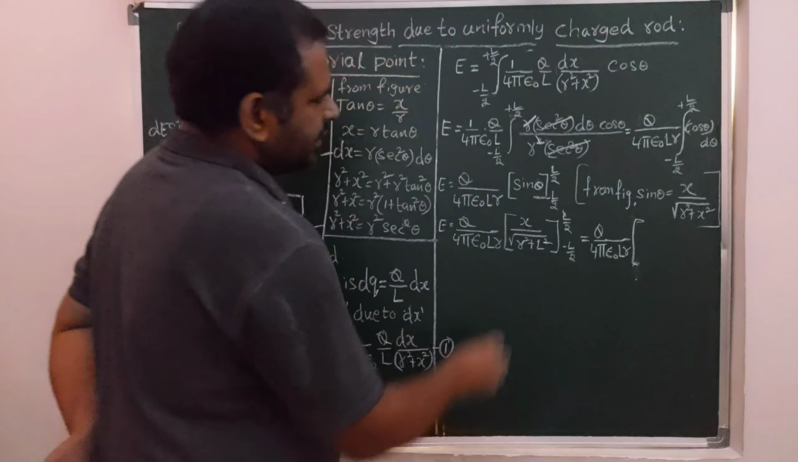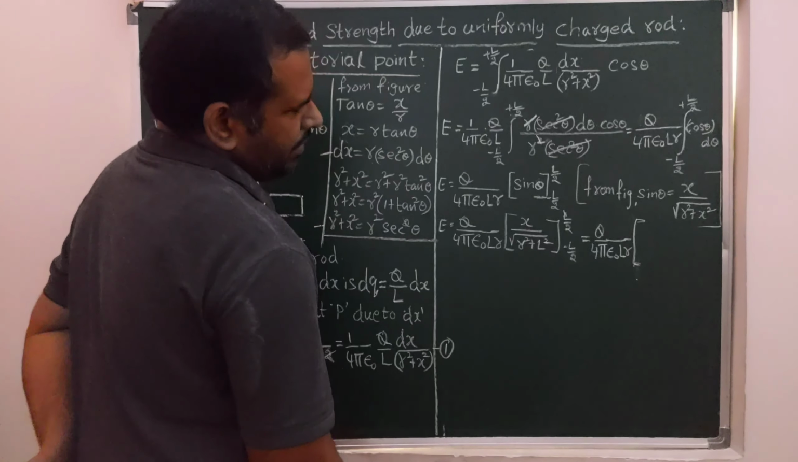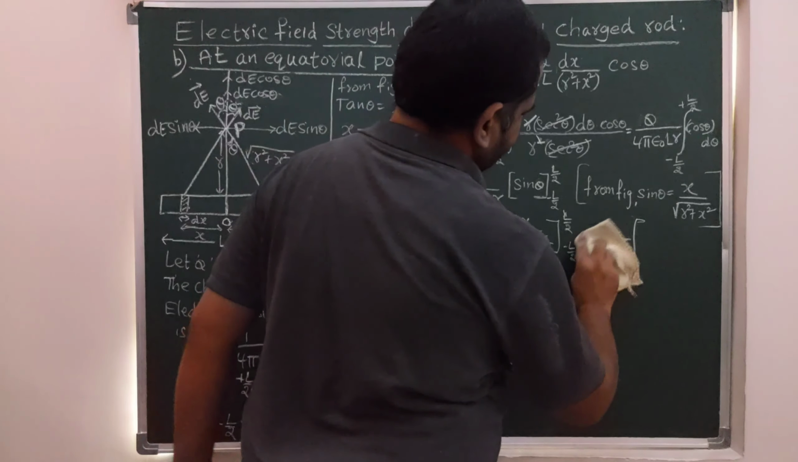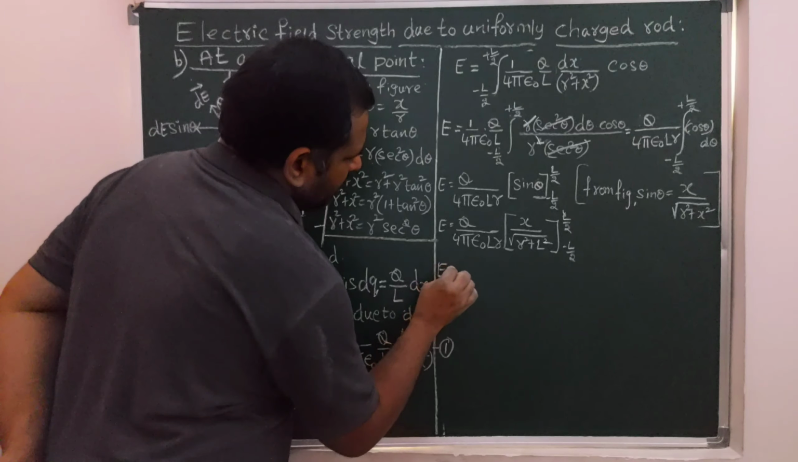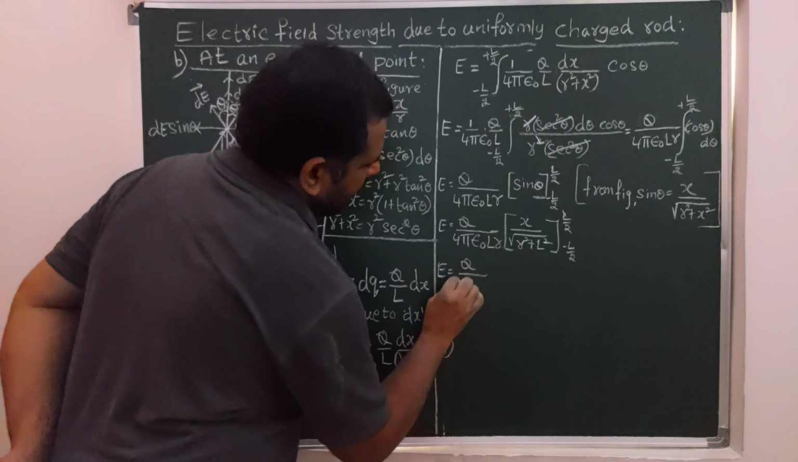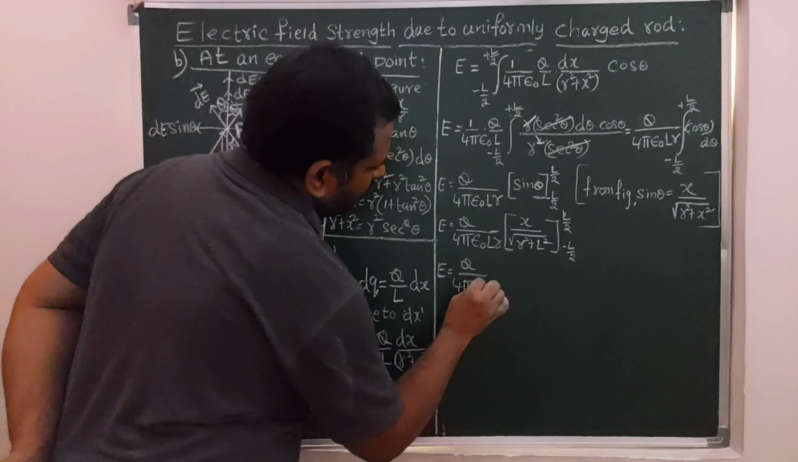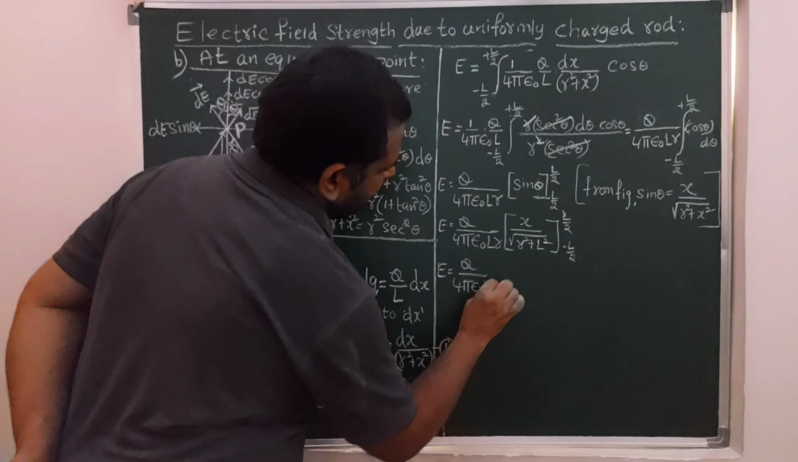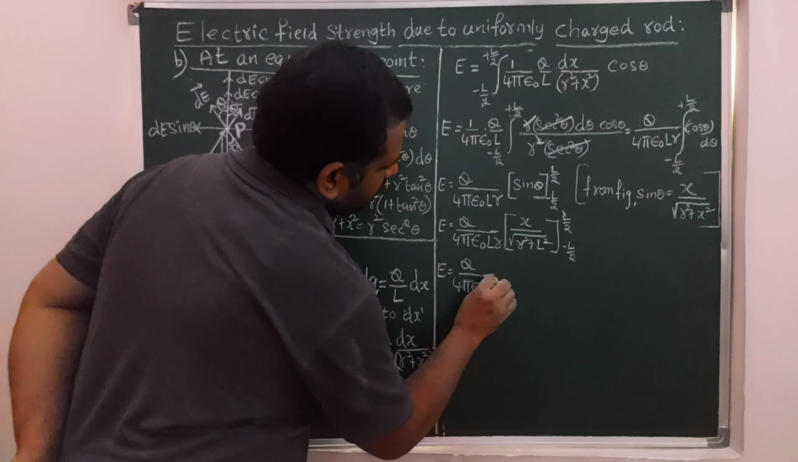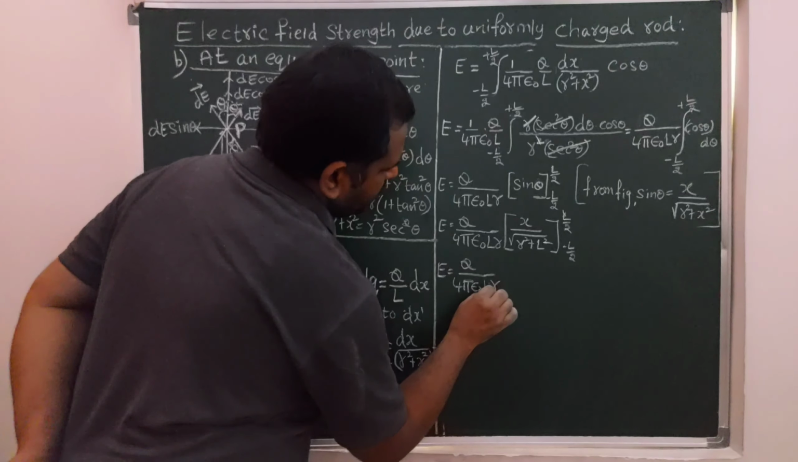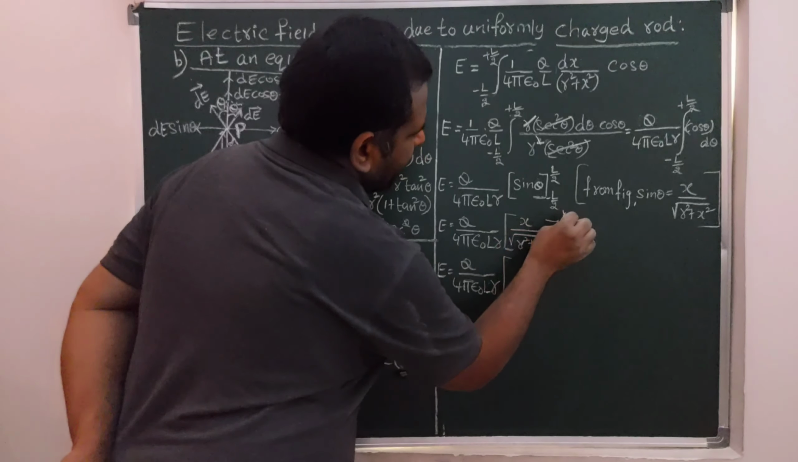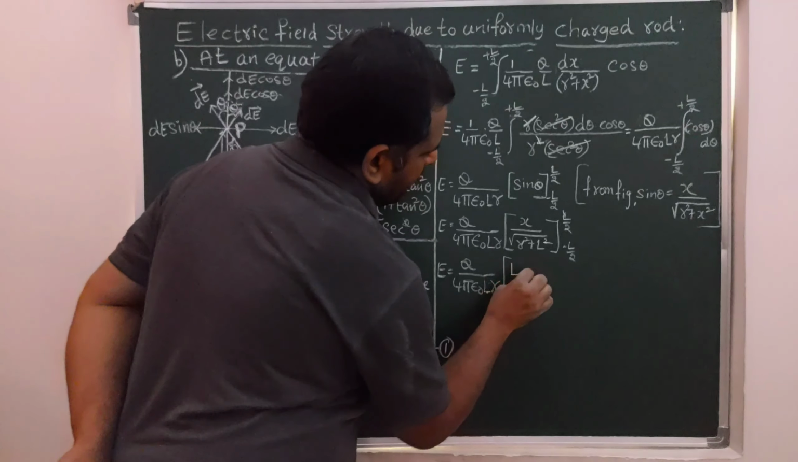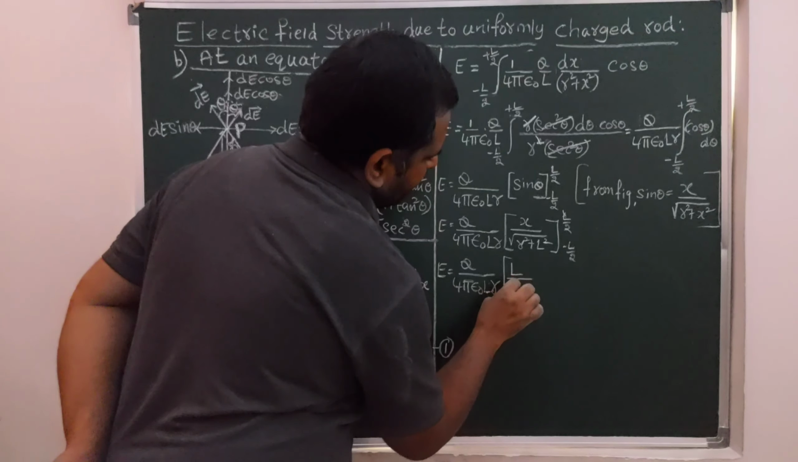What is the upper limit? Okay, I will write in the next line. So E is equal to Q by 4 pi epsilon naught into capital L into small r. So write the limits. In place of x, what do we have to write? L by 2. So write L by 2.